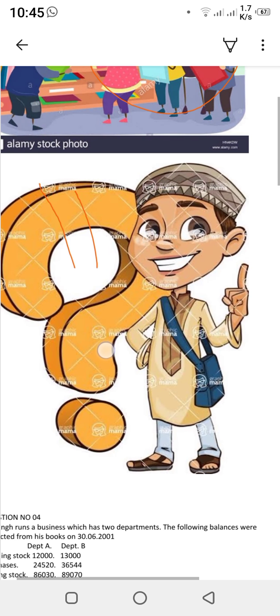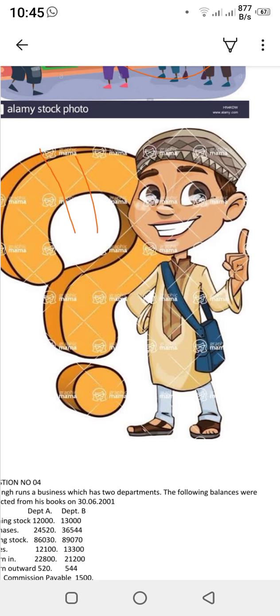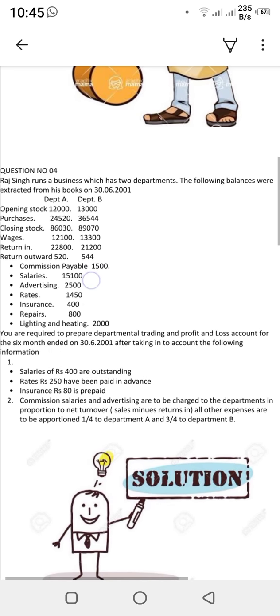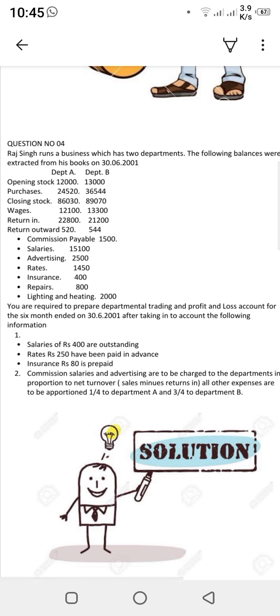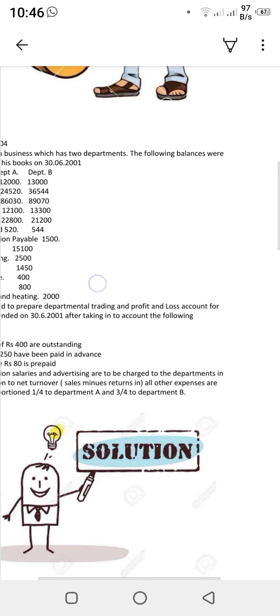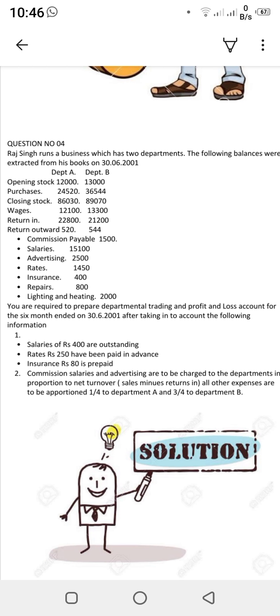And now we can move towards question number 4, which was assigned to you. Now I'm just giving you a simple, small review of question number 4 for those people who still have problems in solving that question. So let's move towards question number 4. Raj Singh is the owner of the business, and he runs a business which has 2 departments. The following balances were extracted from his books.